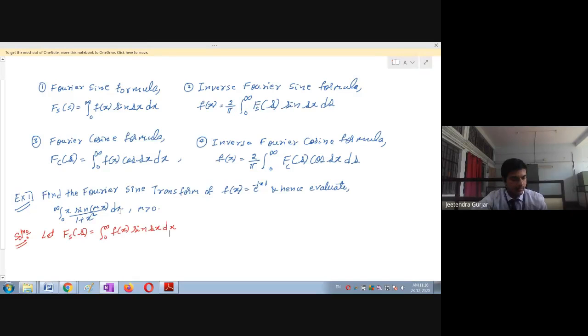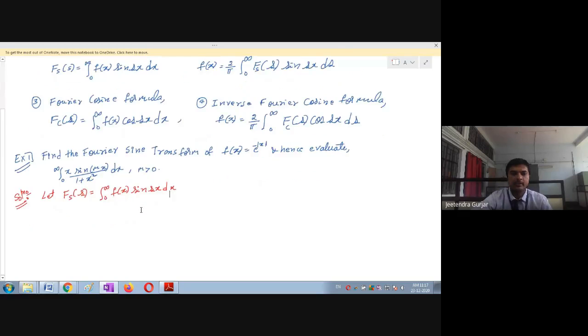Whenever such questions come, evaluate, or they will tell you inverse Fourier sine transform, or deduce the equations. For such questions we are going to use the inverse. Only by using the inverse can we simplify and evaluate this problem. Is it clear? I think all of you are ready to simplify this. It is quite easy here, students.